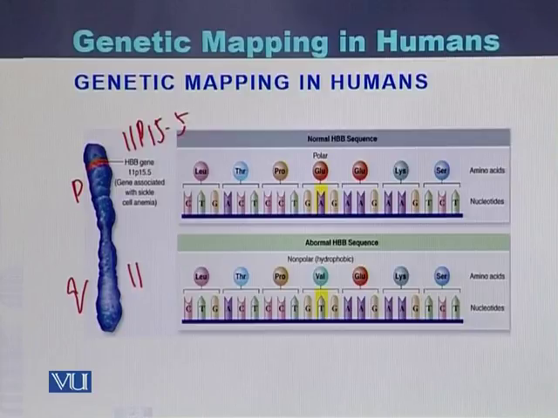In this disease, an amino acid that is polar in nature is replaced with another amino acid, valine, which is non-polar. Due to this change, in the normal sequence there will be adenine, while in affected individuals they have thymine in place of adenine. This is A for normal adenine, and in place of adenine there is T for thymine. So adenine is replaced by thymine. The individuals develop a disease called sickle cell anemia.